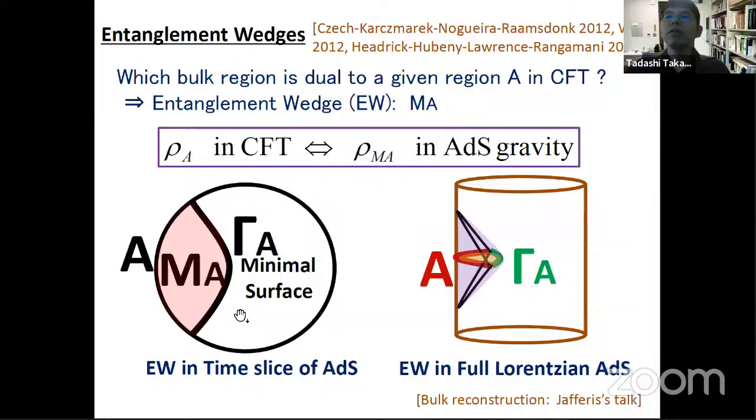And if we look at the full Lorentzian picture, it's really a wedge, right? So we have some region A and minimal surface gamma A. The surrounded region is this yellow region, but we extend it in this kind of light cone, right? The domain of dependence. This is the actual definition of the entanglement wedge, but we are mainly talking about static spacetime. So in that case, we can restrict to this time slice.